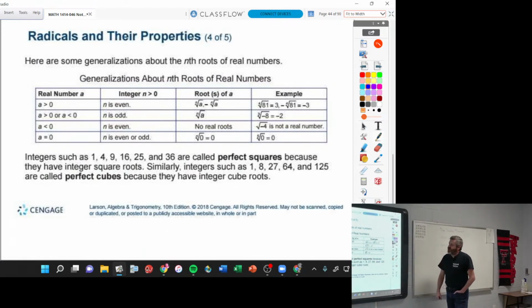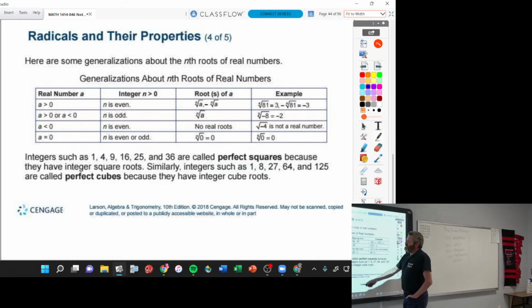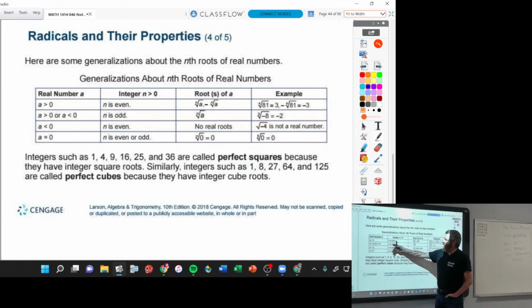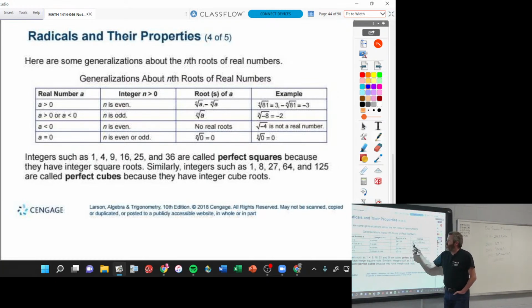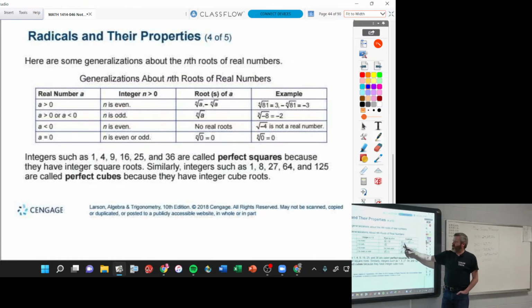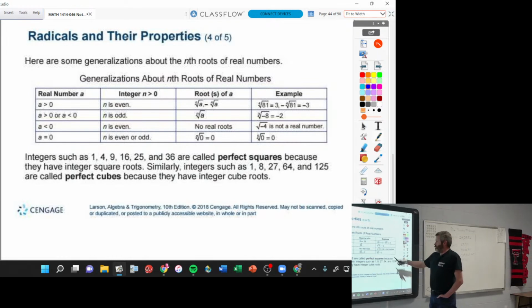Some generalizations about the nth root of real numbers. If a is greater than 0 and n is even, we have the nth root of a or the negative nth root of a. For example, the fourth root of 81 is 3, because 3 to the fourth power is 81.